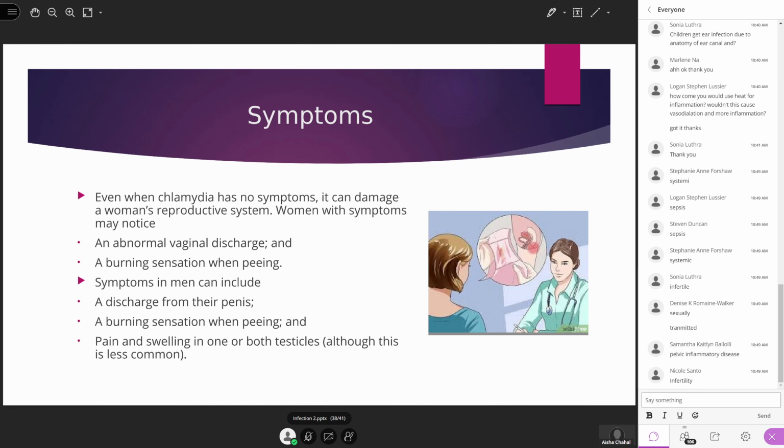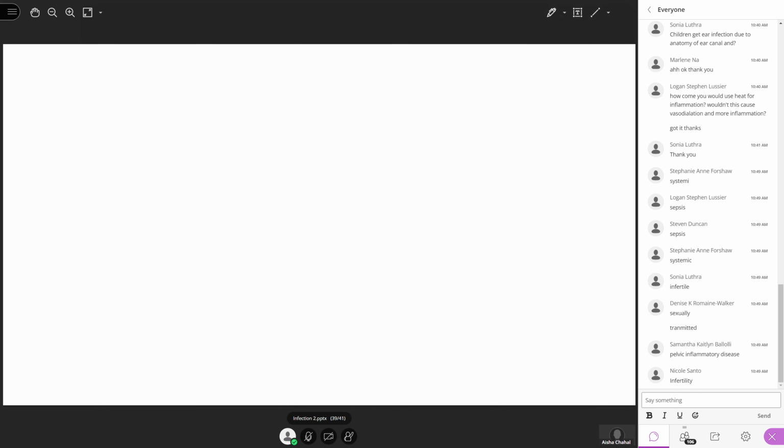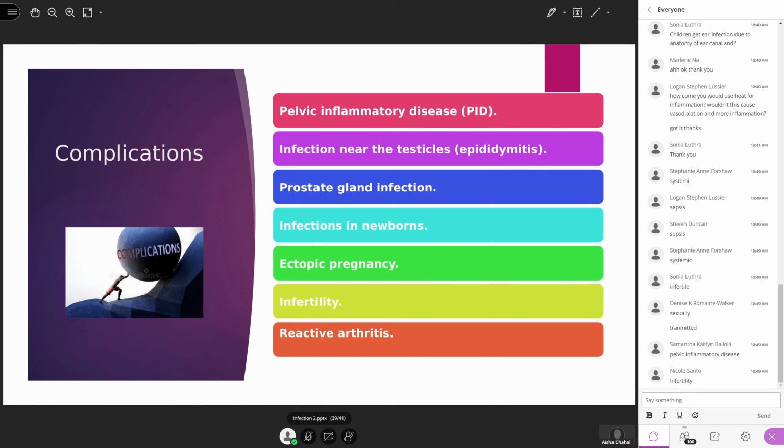And then symptoms. Symptoms obviously are going to be a little different in females and males. As we can imagine, there will be abnormal vaginal discharge, there will be burning when peeing, and in men, there will be discharge from the penis. Again, burning, pain, and swelling in the testicles can happen, but it is less common. If there's epididymitis, we call it, that can happen as well. Basically, discharge, pain, swelling, sometimes there can be bloody discharge as well. These are the signs of chlamydial infection.